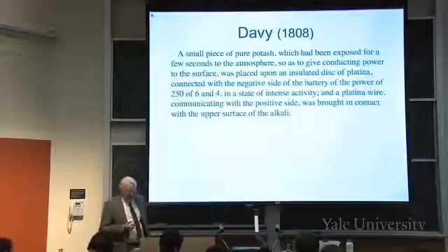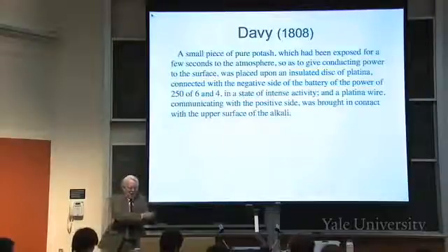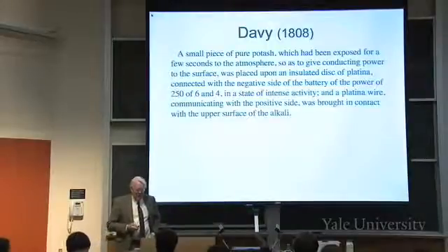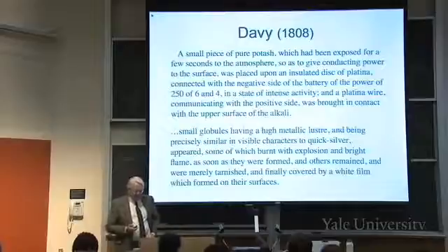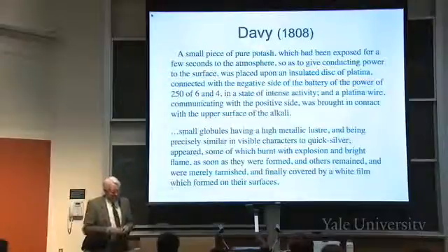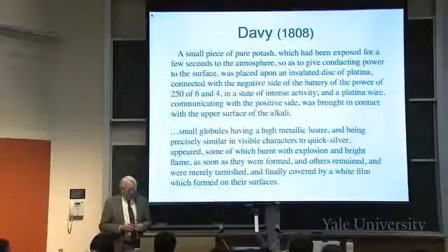A small piece of pure potash, which had been exposed for a few seconds to the atmosphere so as to give a conducting power to the surface, was placed upon an insulated disc of platina, connected with the negative side of the battery of the power of 250 of 6 and 4 in a state of intense activity, and a platina wire communicating with the positive side was brought in contact with the upper surface of the alkali. Small globules having a high metallic luster and being precisely similar in visible characters to quicksilver. What's quicksilver? Live silver, right? Mercury, of course, okay? Some of which burnt with explosion and bright flame as soon as they were formed, and others remained and were merely tarnished and finally covered with a white film which formed on their surfaces.